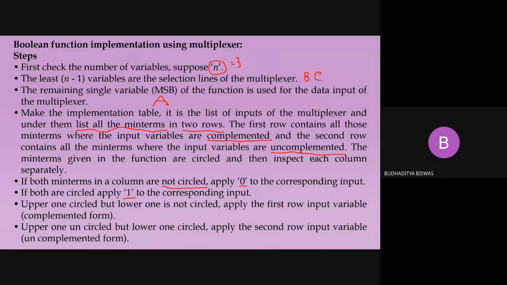If the upper one is circled, apply the first row input variable complemented, means A bar. If the upper one is uncircled but the lower one is circled, apply the second row input variable, A. So do you understand this one? Yes, sir.